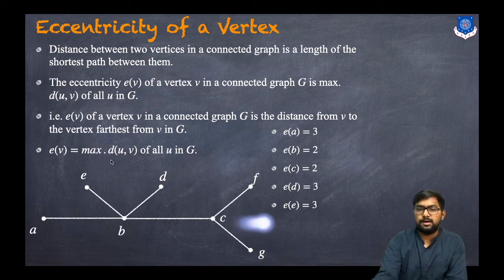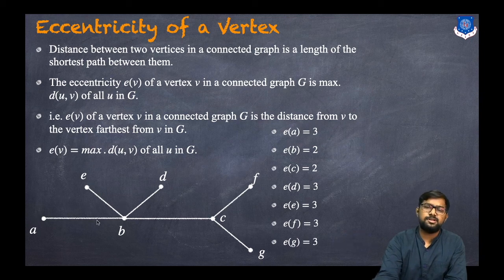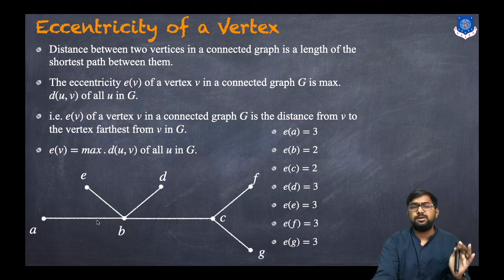Okay. And what is left? That is F and G. In the same manner, for F and G, obviously the farthest will be either A or E, but the farthest distance is 3. So the eccentricity of F and G is 3.